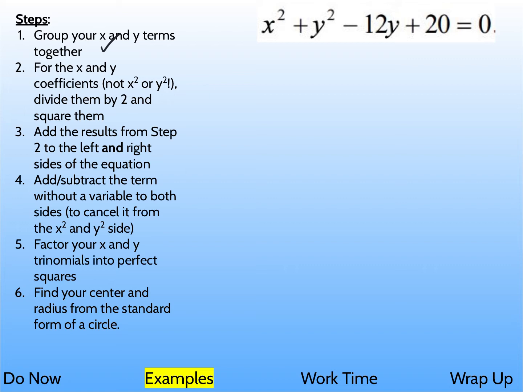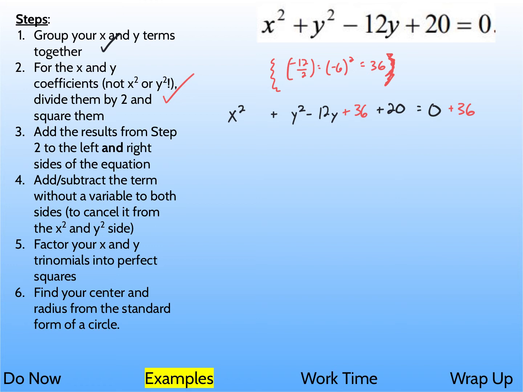So step 2, I'll put this in a little thought bubble, so we're doing it off on the side. You get negative 12 divided by 2 is negative 6 squared, which is 36. Well, let me put a little thought bubble, not a parenthesis. Alright, so let's rewrite this. So I just added the 36 to the left side and added the 36 to the right side. So that is step 3, check, done.